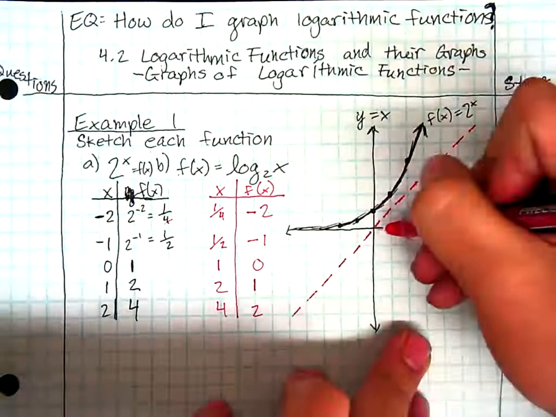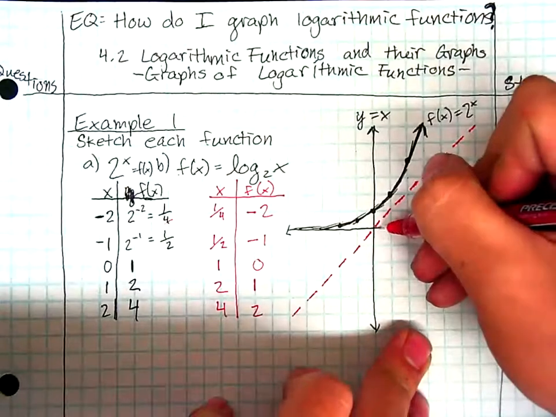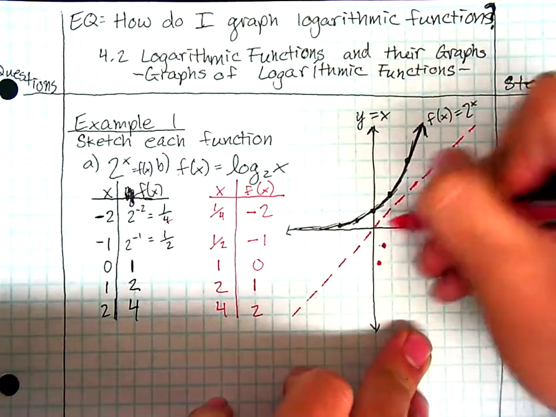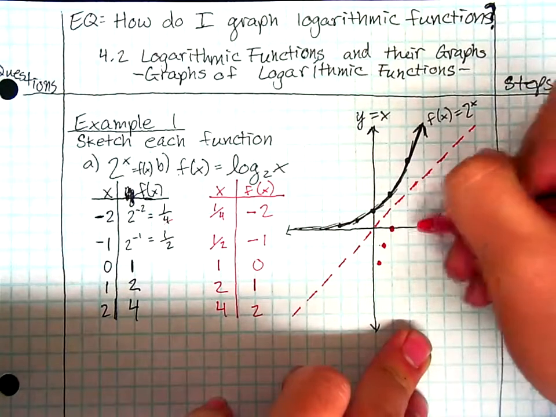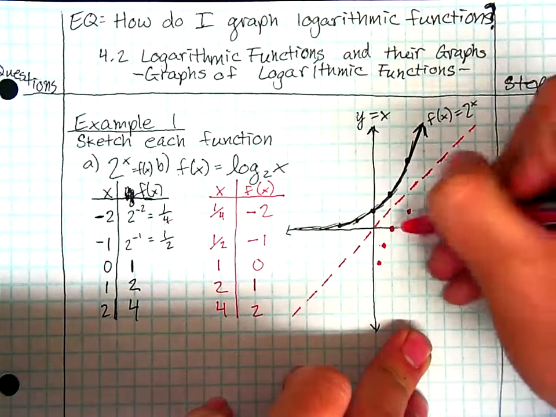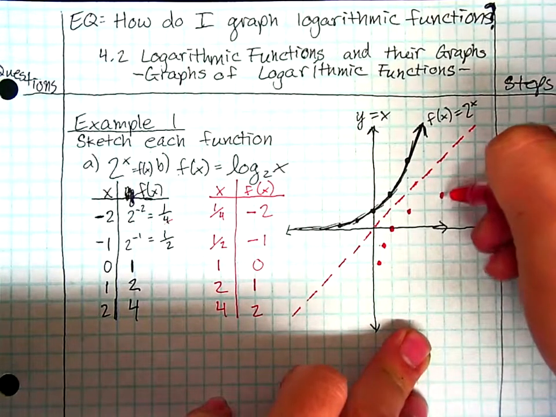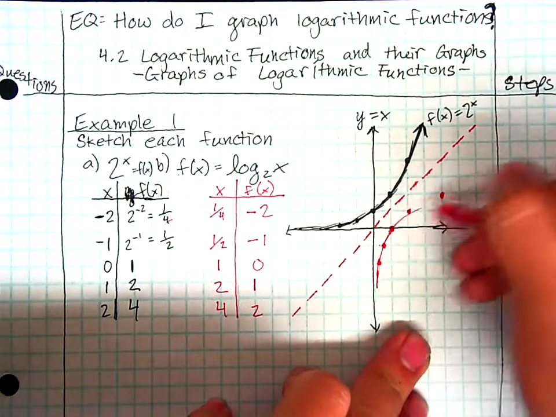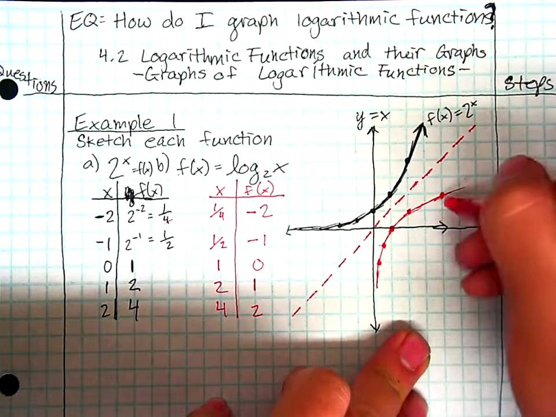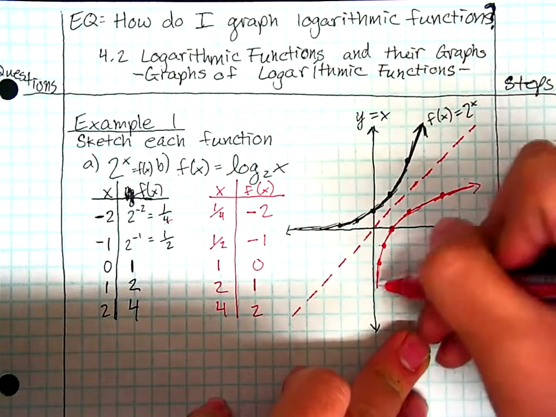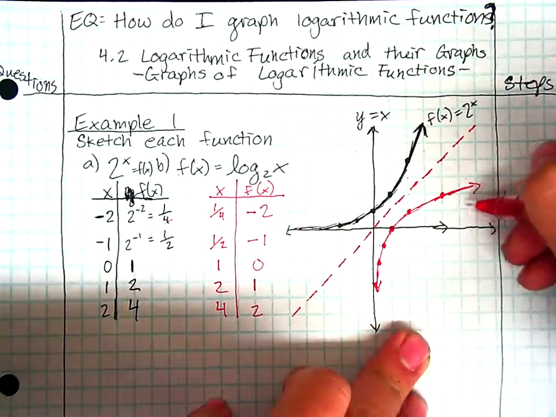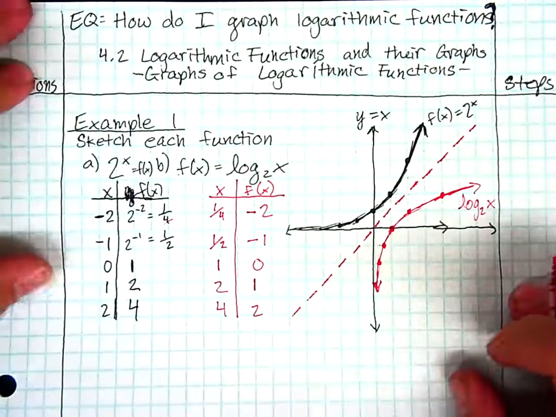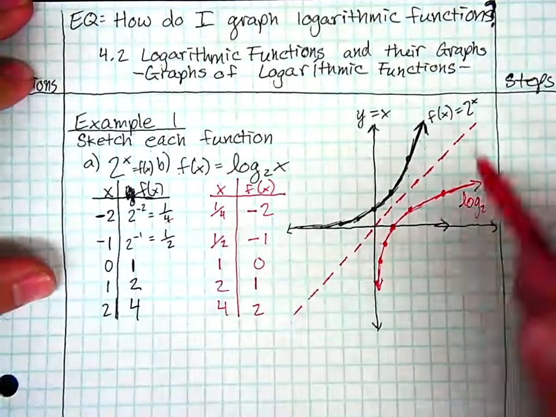Okay, so let's go ahead and graph that. 1/4, right around here, -2. Half, we'll get -1. 1, I get 0. 2, I get 1. And 4, 1, 2, 3, 4, I get 2. Okay, so this one's going to go all the way down. Vertical asymptote now at x equals 0. And there is my logarithmic function, log base 2 of x. Okay, so that's one way to do it.